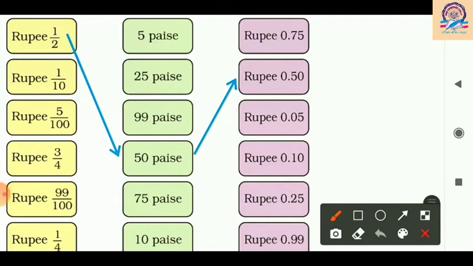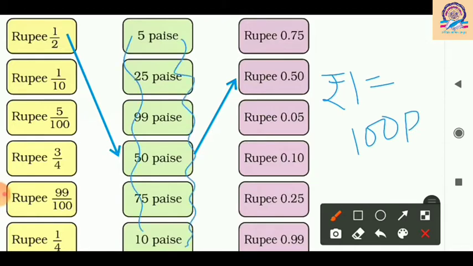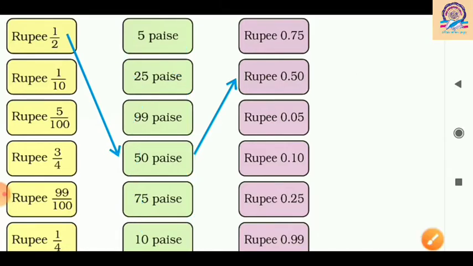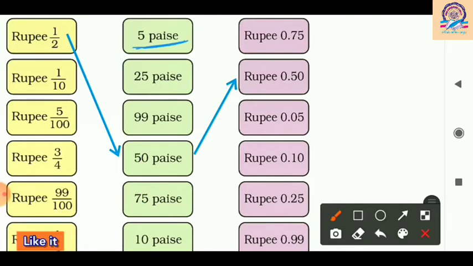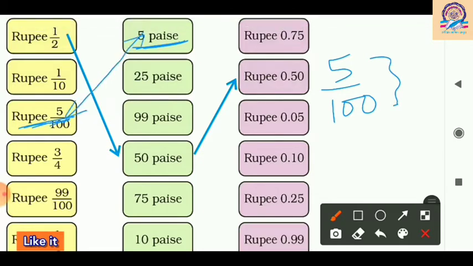As you all know, 1 rupee makes 100 paise, right? So here you can see all the things are written in paise. First is 5 paise. Let me solve it first. 5 paise means 5 upon 100. When you write it as a fraction, you get 5 upon 100. Let me check whether this fraction is in the yellow boxes. Yes, here we have 5 upon 100. So let's match it.